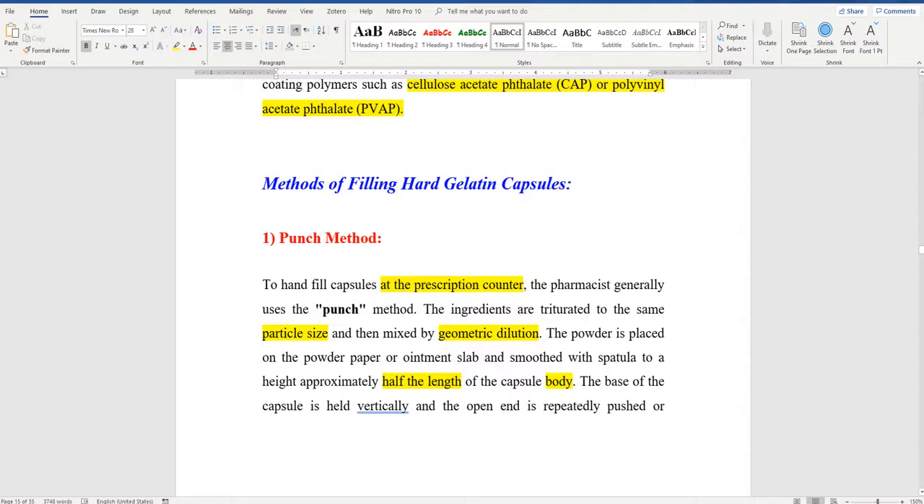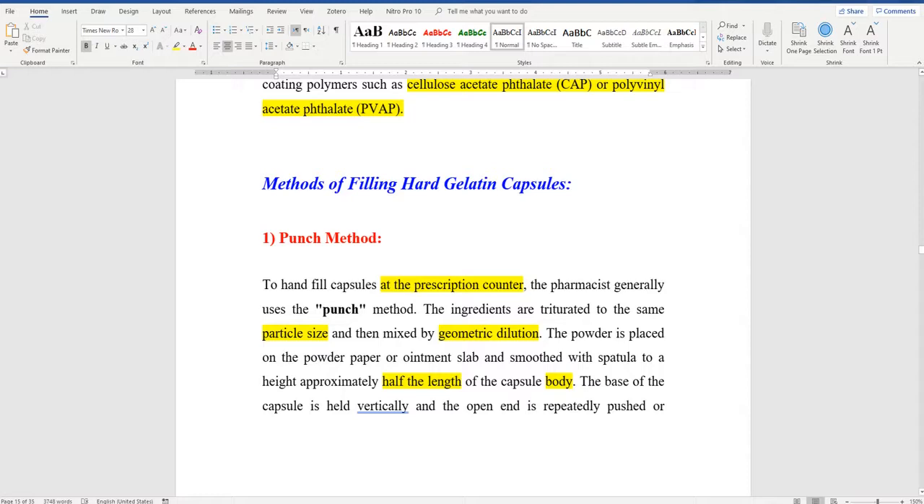Let's remember what we talked about in the last part. We talked about the learning outcomes for this topic. You should be able to differentiate between hard and soft gelatin capsules. You should also be able to tell us about the advantages and disadvantages of capsules, and many other learning outcomes.